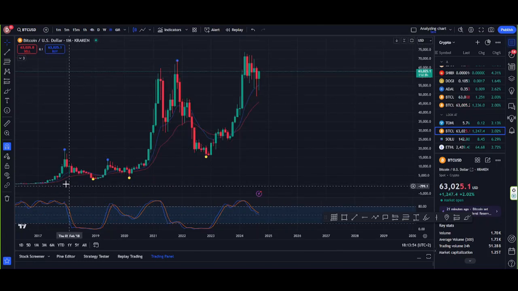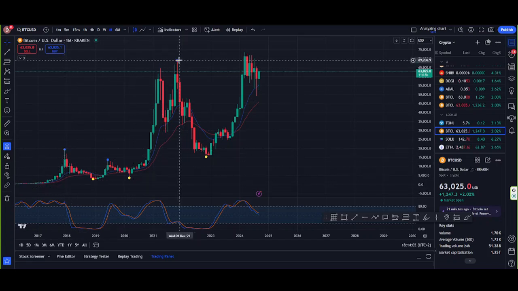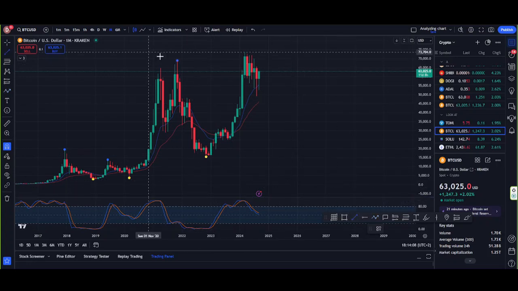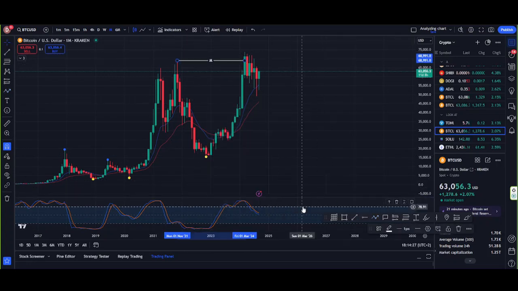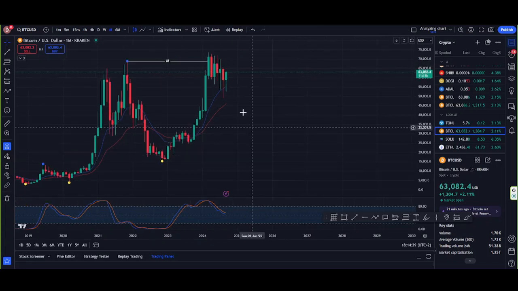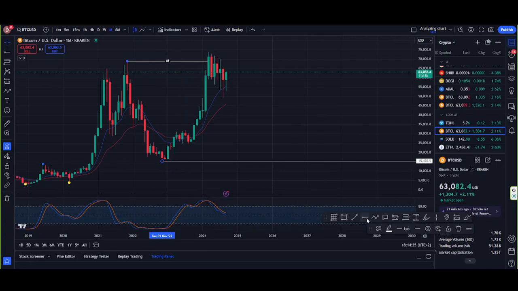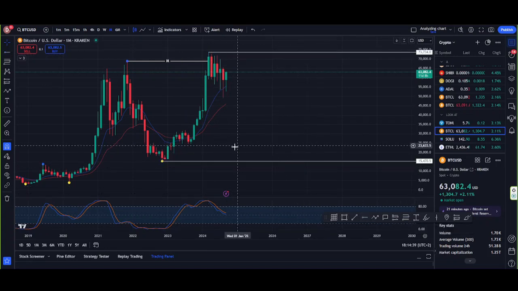If we look at Bitcoin all the way from 2019 to here, you can see that we've been doing higher highs, higher lows, higher highs, higher lows. So we are currently sitting here. This is the monthly break of structure. This is the range that we're concerned with. This is my low, and this is my current high. This is the range that we're playing with.